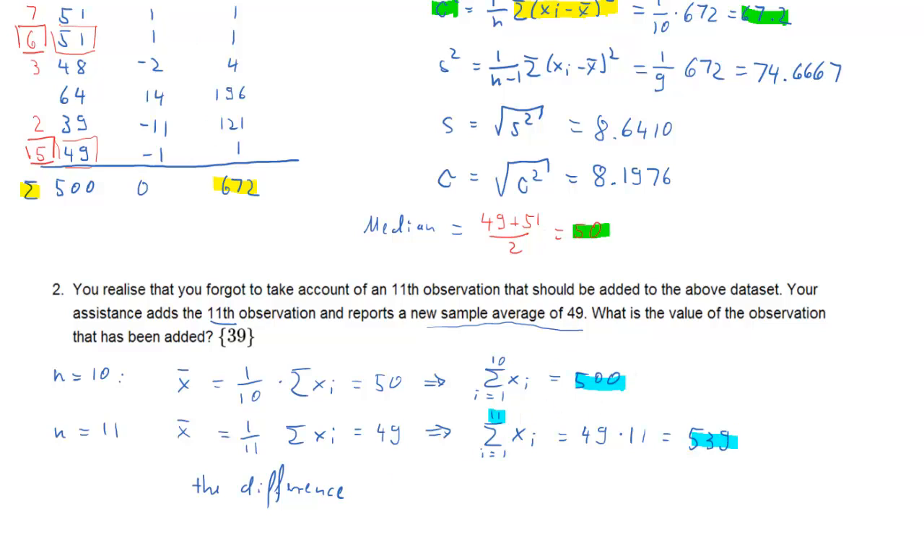So to solve this question, you really need to understand how sample averages are calculated, and you have to make some innovative use of the formulae to solve the question. So 39 is the answer to this.